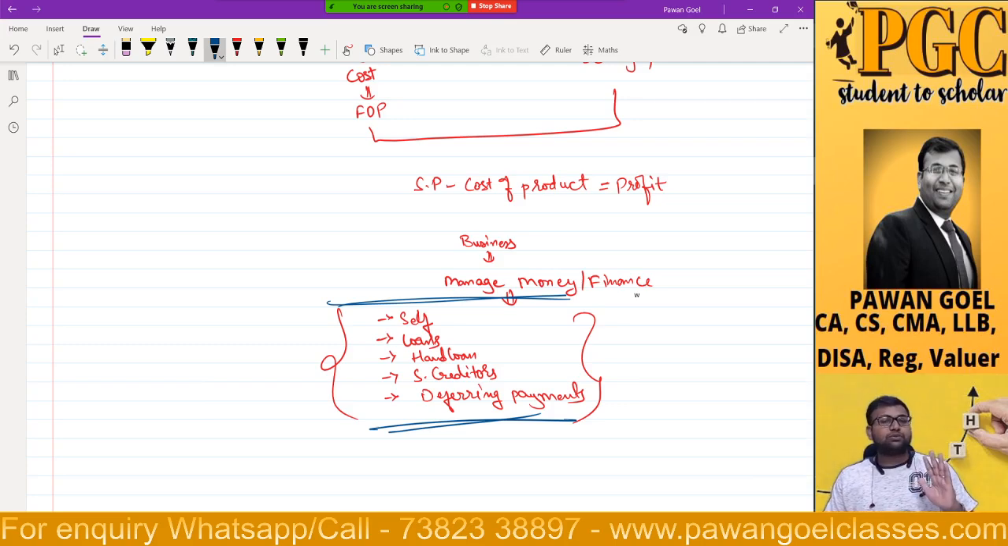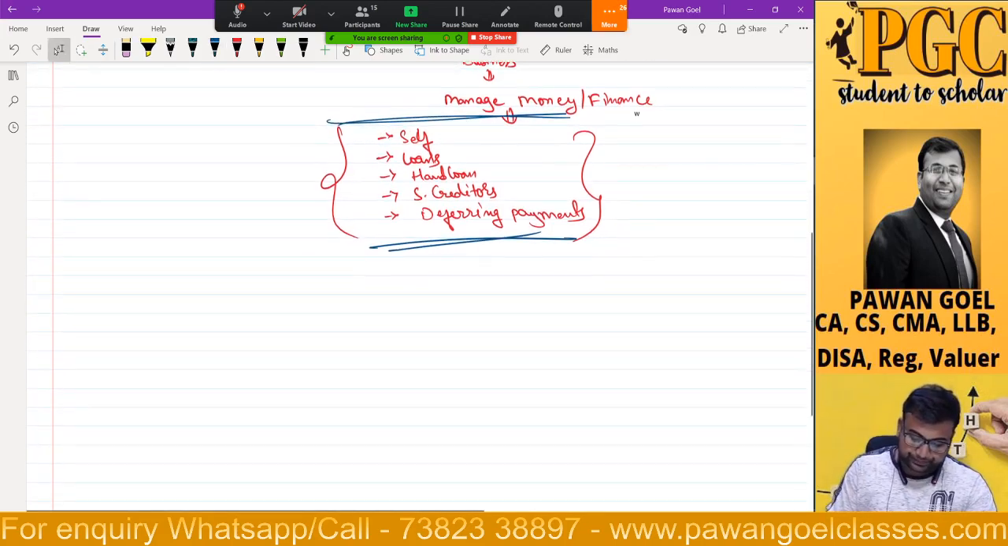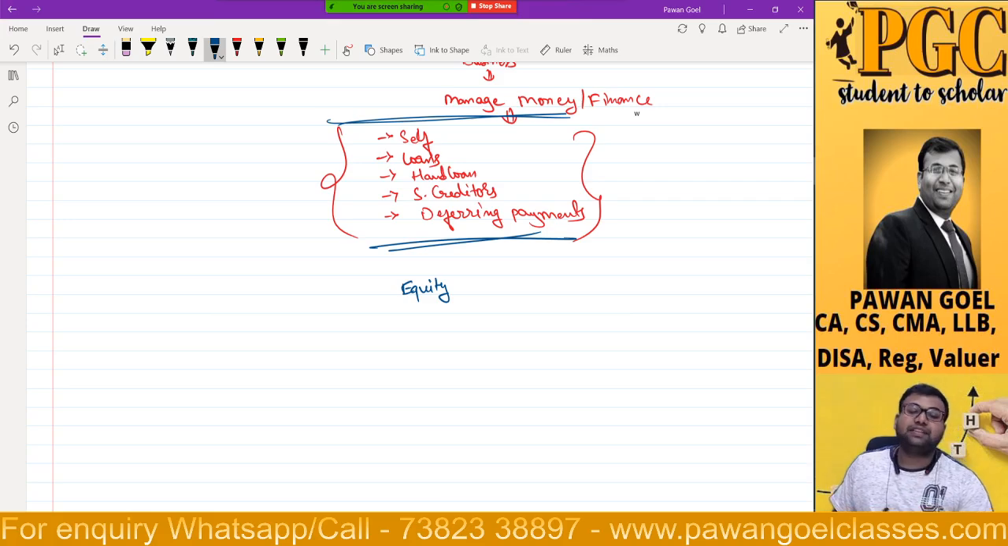Yes, these are my sources of money. This is a general business source of money. Correct? Yes or no? Now, of these sources, self money is called equity. Self money is called equity, right?